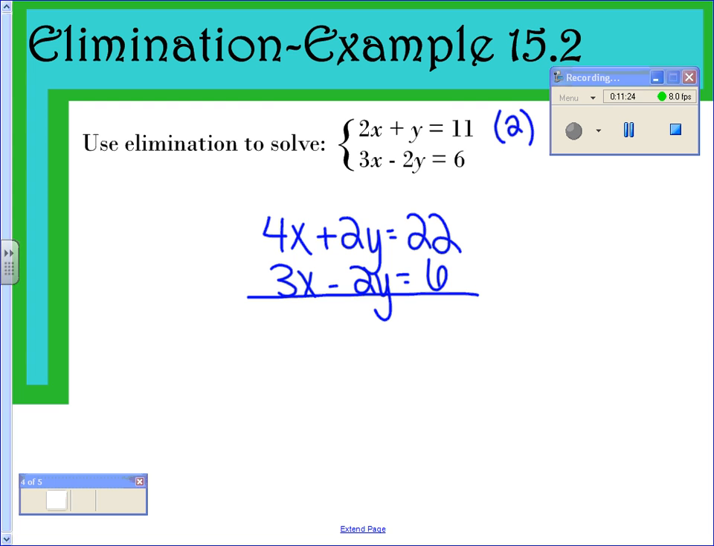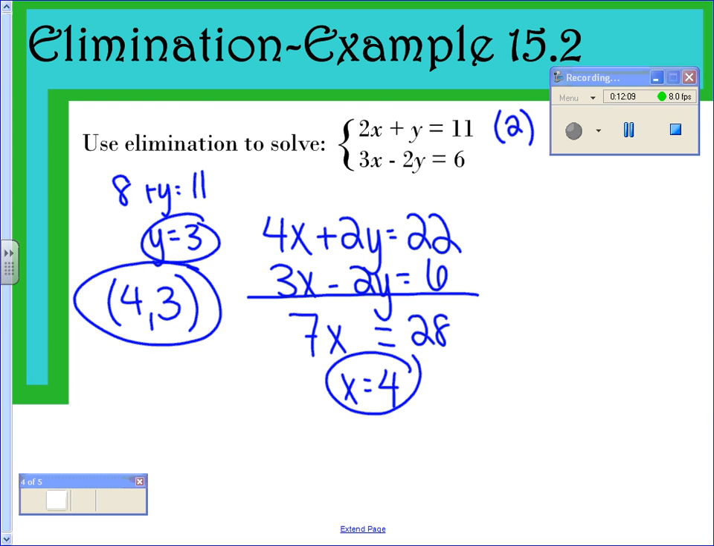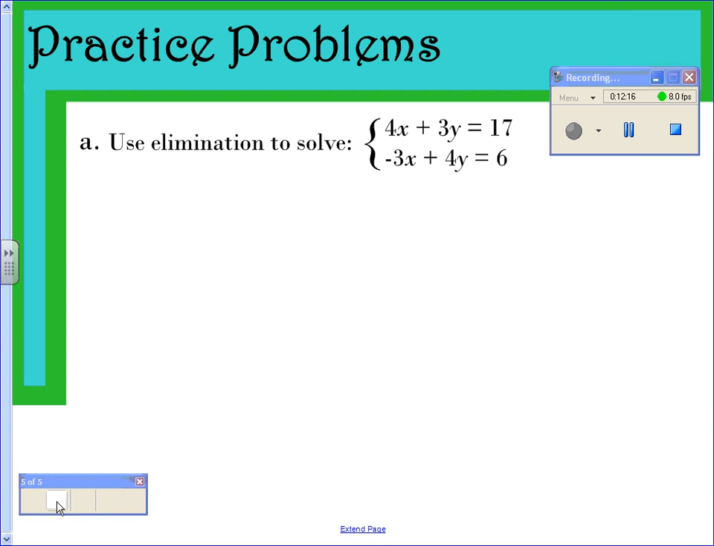So I would get what? Do you agree? Emily says x equals 4. Do you agree? Any questions there? Okay, so I got x equals 4. How do I get the other variable? Okay, I'm going to put it in the top one because that's going to be easier. So 2 times 4, 8 plus y equals 11. What does y equal? Make sense? So how do I write my answer? Any questions on that one? Make sense? Okay. See if you can use elimination for this one yourself.